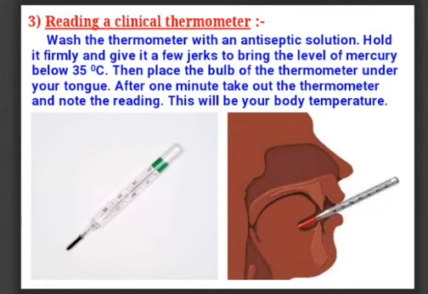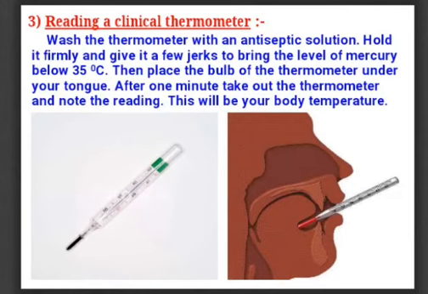Reading a clinical thermometer means how we can take a reading of a clinical thermometer. Wash the thermometer with an antiseptic solution. Hold it firmly and give it a few jerks to bring the level of mercury below 35 degrees Celsius. After cleaning the thermometer, we have to maintain the level of mercury by giving it a jerk, and make sure that the level of mercury is below 35 degrees Celsius.